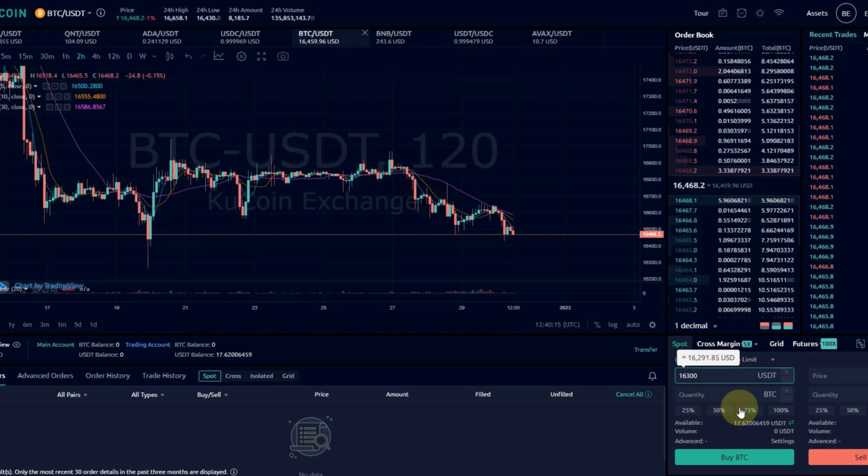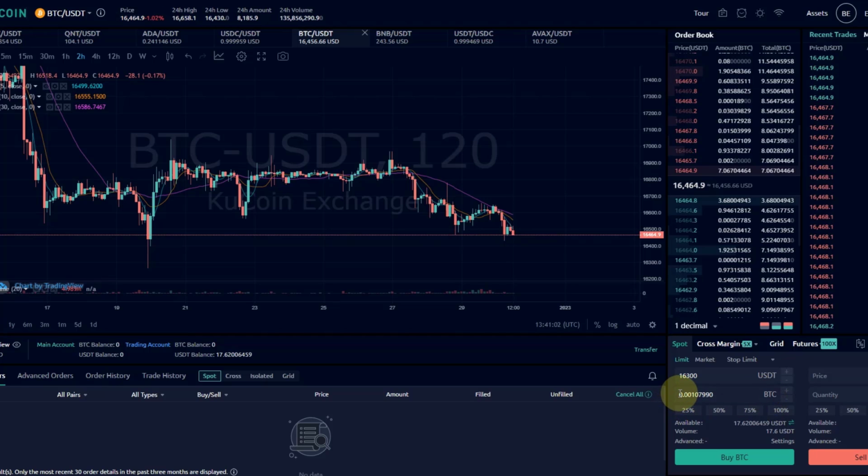That is when the order will get triggered. Okay, so 16,300 USDT. So then you now need to establish how many BTC you buy for that. It depends on how many USDT you are now using. If I select 100% of my USDT, it will give me 0.0010799 BTC. If I use less of my USDT, it will obviously drop. So you can select it here: 25, 50, 75, 100%.